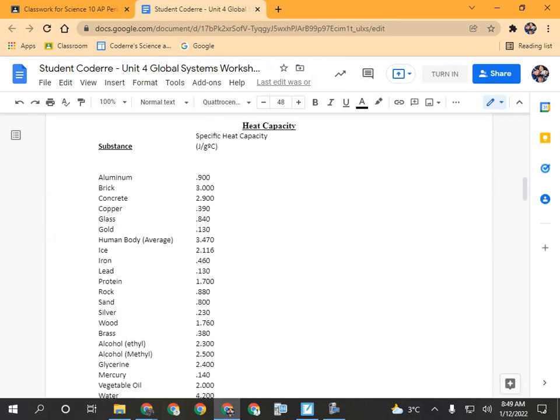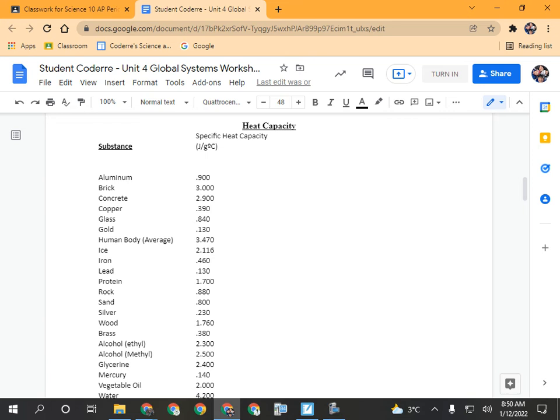Now the units for specific heat capacity are joules per gram degree Celsius, because it's the amount of energy in joules required to heat 1 gram by 1 degree Celsius. So that's why the units are the way they are. For aluminum, it only requires 0.9 joules worth of energy to heat 1 gram of it by 1 degree. That's a low heat capacity. It's not super low, but it's on the lower end.